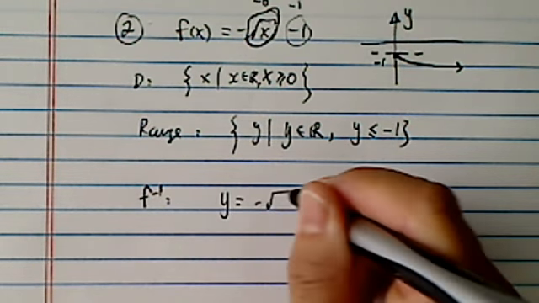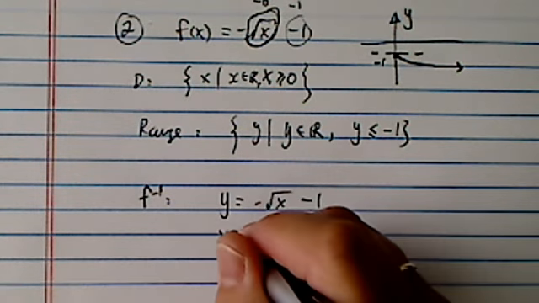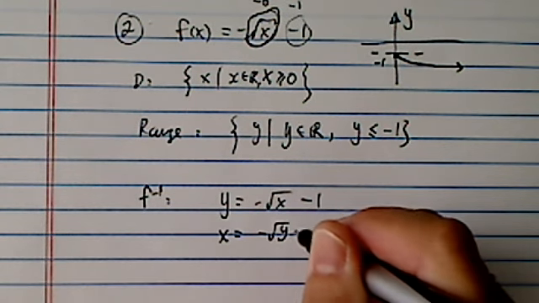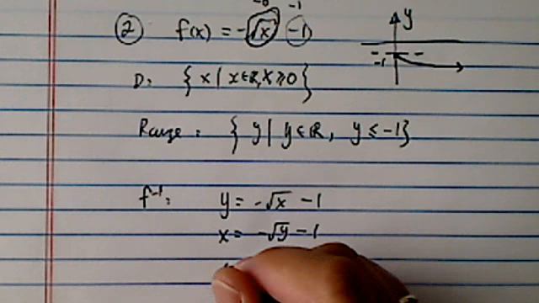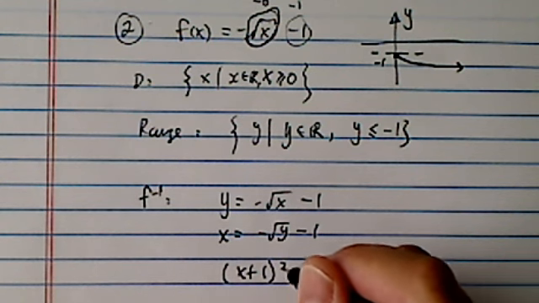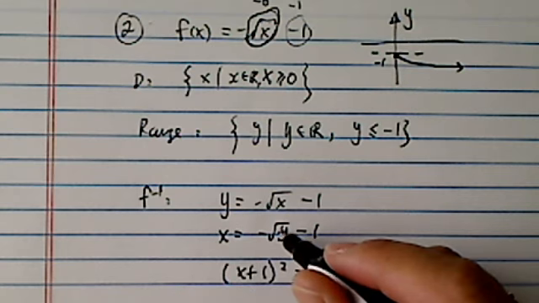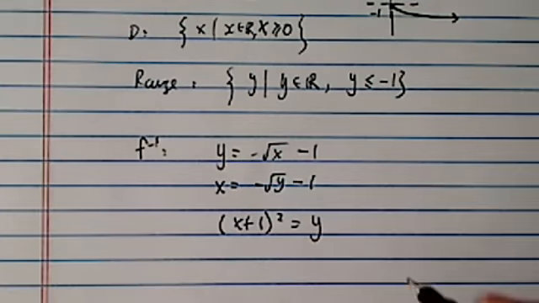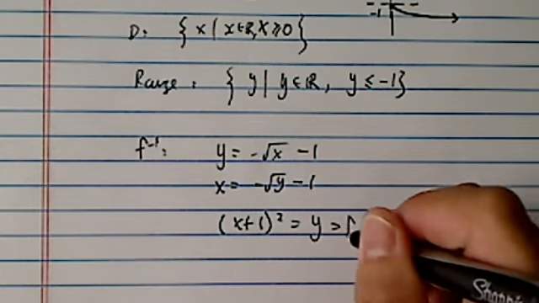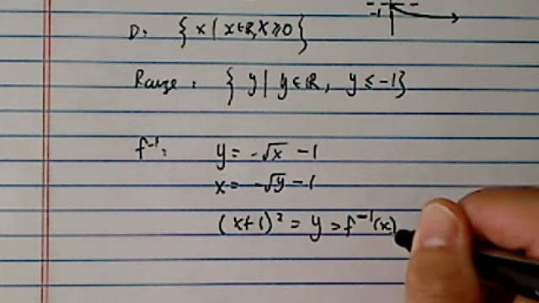Y is equal to minus x minus 1. So x equals minus y minus 1. And solving it, x plus 1 squared is equal to 1. So I moved over there and squared. Okay, so this is my inverse function.